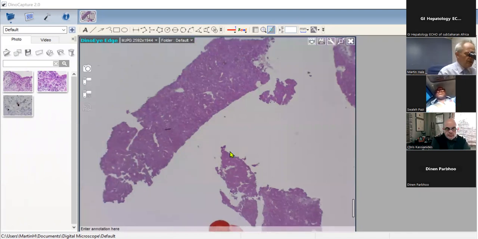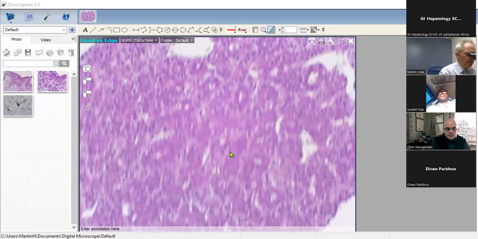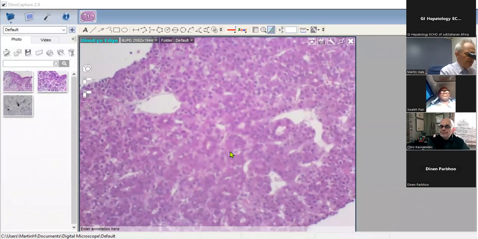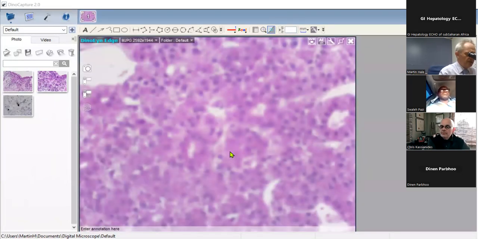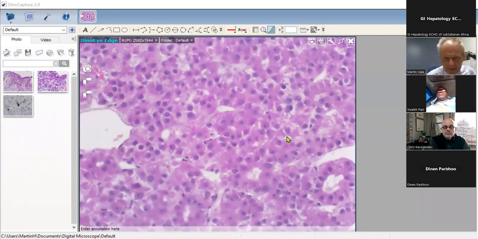So what we've got here then is a picture of hepatocytes. You can see that we've got a variable component of cells, and we've got cells with somewhat cleared cytoplasm, such as you see here. Just focus this a little bit more. So cells with cleared cytoplasm, alternating with the areas of cells or foci of cells that have got eosinophilic cytoplasm. And you can see that we've got this trabecular growth pattern.